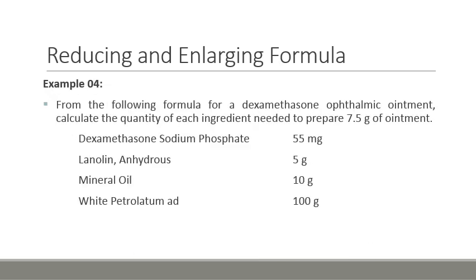So here we have the last example of the reducing and enlarging formulas. The question says, from the following formula for dexamethasone ophthalmic ointment, calculate the quantity of each ingredient needed to prepare 7.5 gram of ointment. The quantity of each ingredient include dexamethasone sodium phosphate 55 milligram, lanolin anhydrous 5 gram, mineral oil 10 gram, and white petrolatum 100 gram.